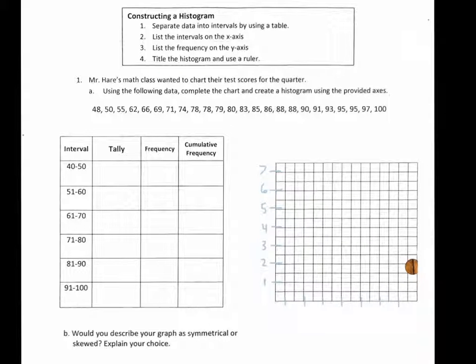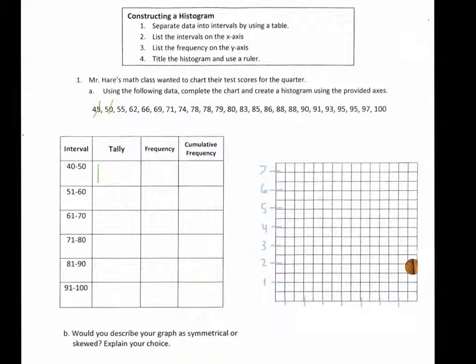Alright, so to start, we're going to look at the question. It says, Mr. Hare's math class wanted to chart their test scores for the quarter. Using the following data, complete the chart and create a histogram using the provided axes. So what we need to do is start by going through and picking each piece of data and putting it in this interval. As you see, I took 48 and put it in the interval between 40 and 50 because that's where it falls.